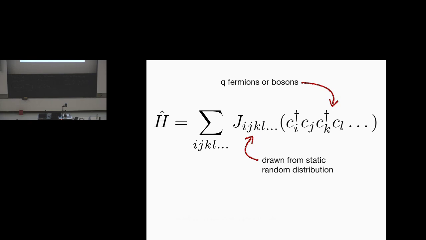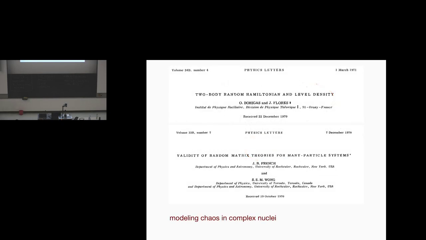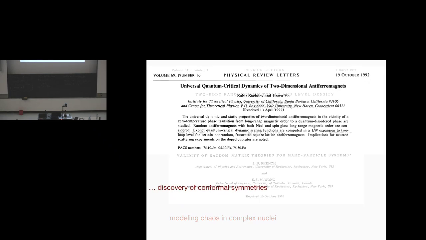Now, models of this type were pioneered in nuclear physics, where they served as relatively refined models for quantum chaos in complex nuclei in the early 70s, then largely forgotten and rediscovered in the 90s, now in condensed matter physics by Sachdev and Ye in the context of correlated magnetic materials. Now, Sachdev was not aware of the earlier developments in nuclear physics, but he discovered something very interesting, namely the presence of a conformal symmetry in these systems, which I'm going to review in a sec.